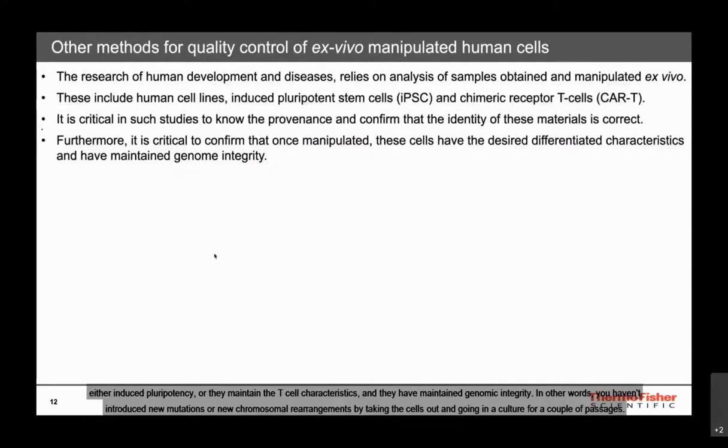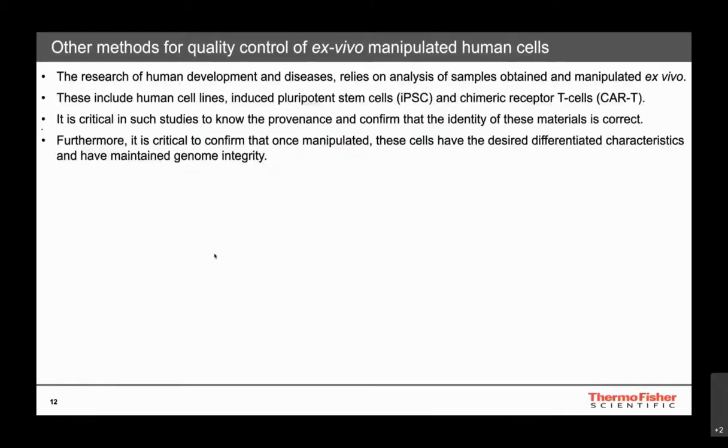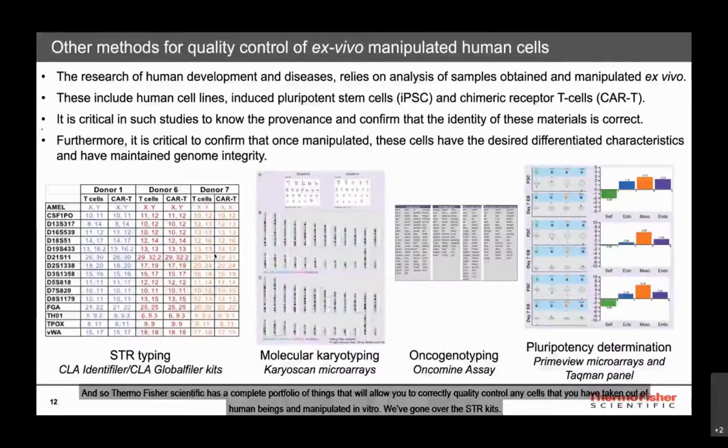In other words, you haven't introduced new mutations or new chromosomal rearrangements by taking the cells out and growing them in culture for a couple of passages. And so ThermoFisher Scientific has a complete portfolio of things that will allow you to correctly quality control any cells that you have taken out of human beings and manipulated in vitro.